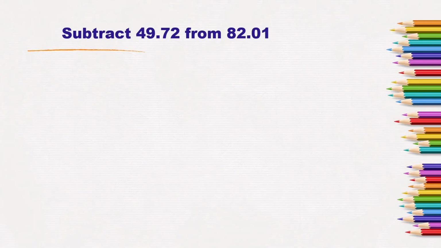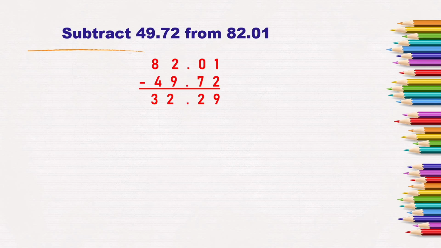Here we need to subtract 49.72 from 82.01. After the decimal point, there are two digits. So equal number of digits are there. That means it's like decimal, right? We don't have to convert here as it's like decimal only. So first we'll write 82.01 as it is the greater number. Then minus 49.72. Here we'll start subtracting.